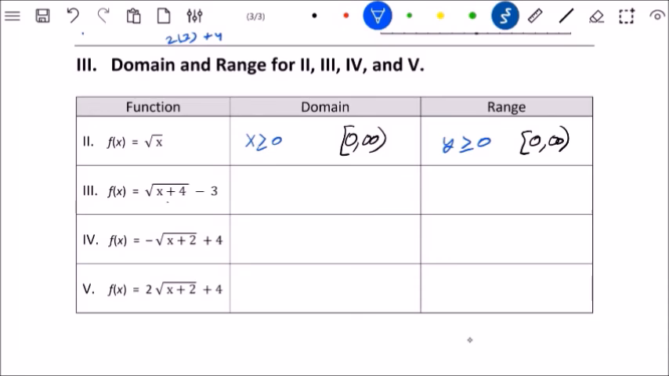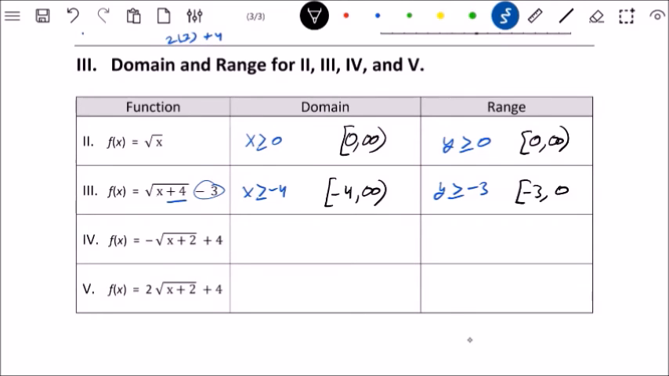Now, in the next one, we have to take this +4 and say that x's have to be greater than or equal to -4, because -4 would make it 0. And over here, that -3 gives us the y's greater than or equal to -3. And we can make those interval notation, which is what I'm insisting on in these. -3 to positive infinity for y's.